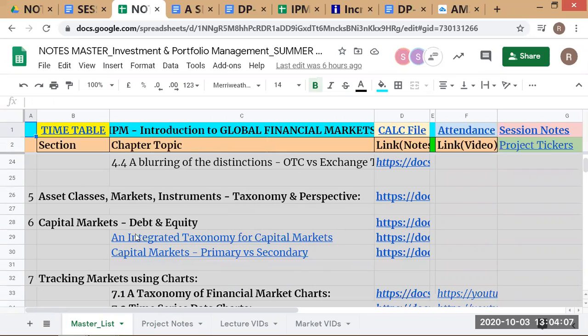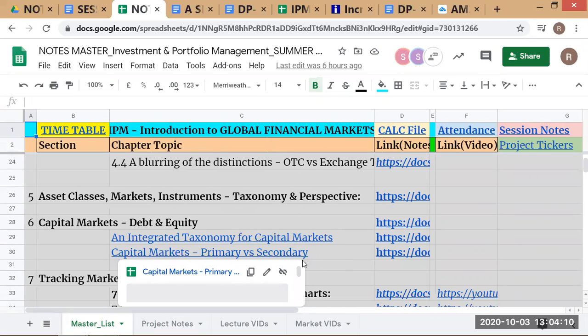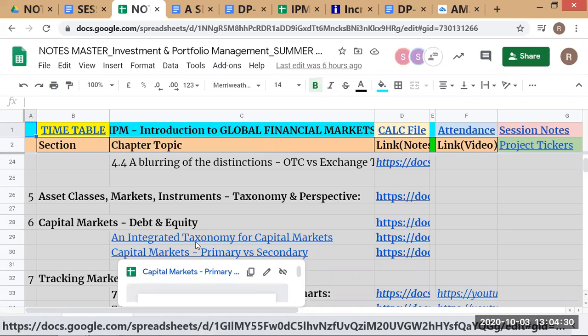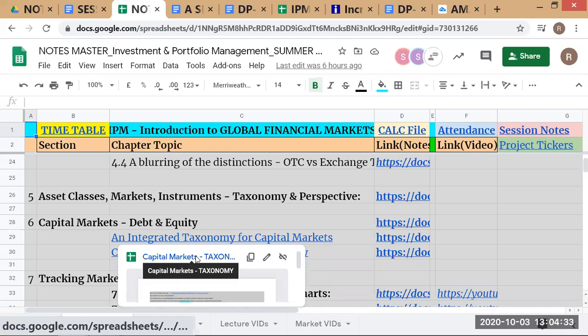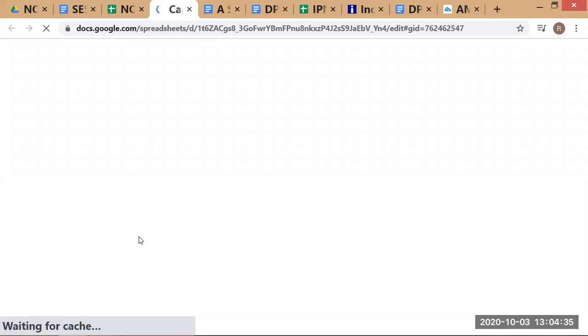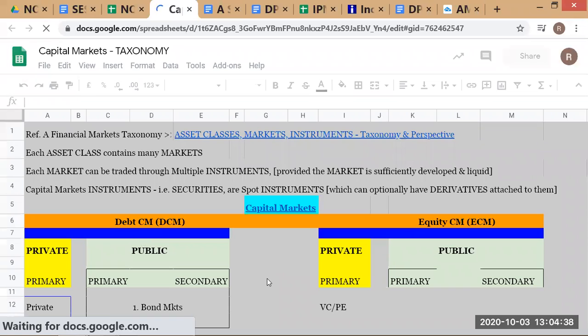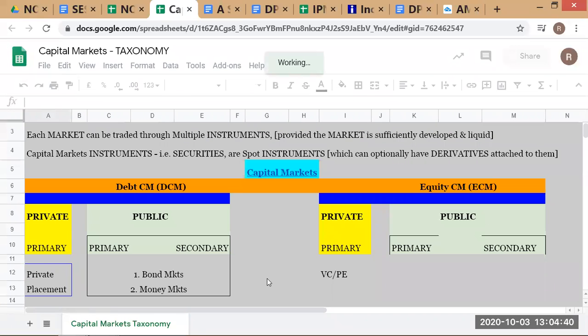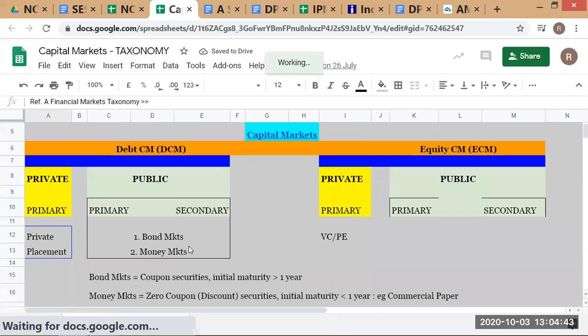Debt market. So if you read about debt and equity capital markets, you will understand that the money markets are actually a part of the debt capital markets. And the other part is called the bond market. So when we say money markets in finance, you should only refer to this money market here, in the capital markets taxonomy. You can open it and see. This is basically it. So under debt capital markets, we have bond markets and money markets.